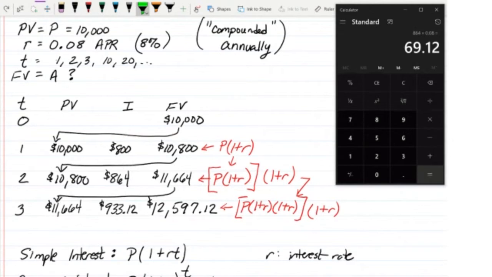And students ask me, Professor, the interest rate's been the same the whole time, but is that interest amount going to keep going up forever? Yeah, it will. It'll keep going up literally forever. And so that's the power of compound interest. This is a great thing, right?